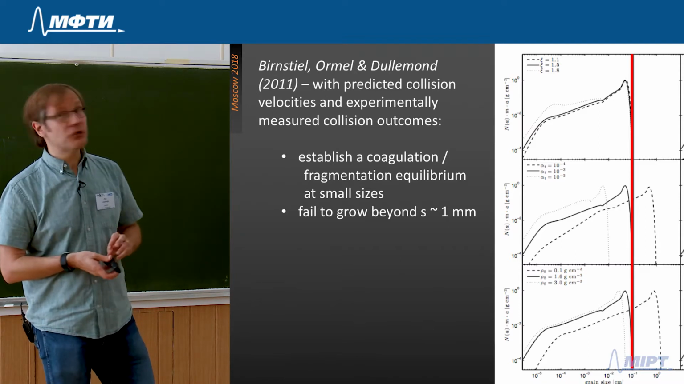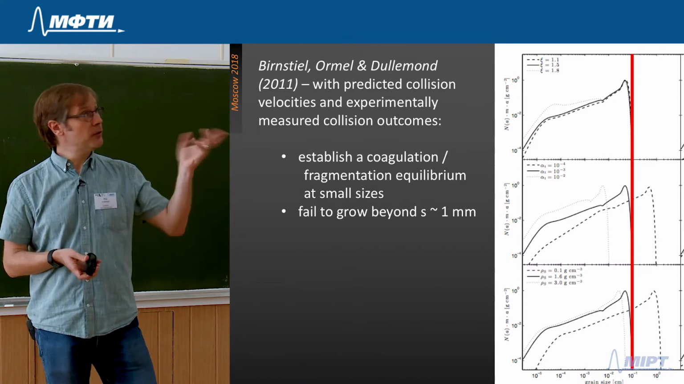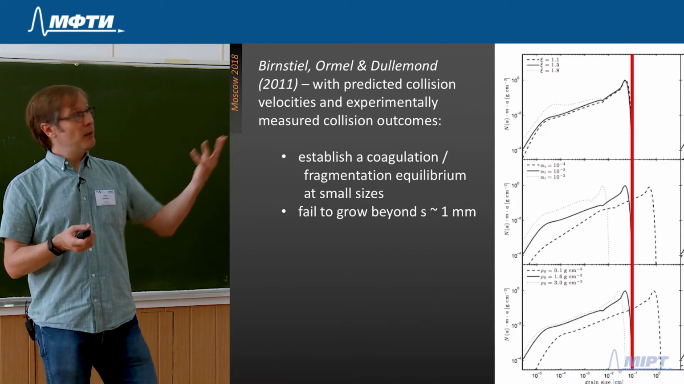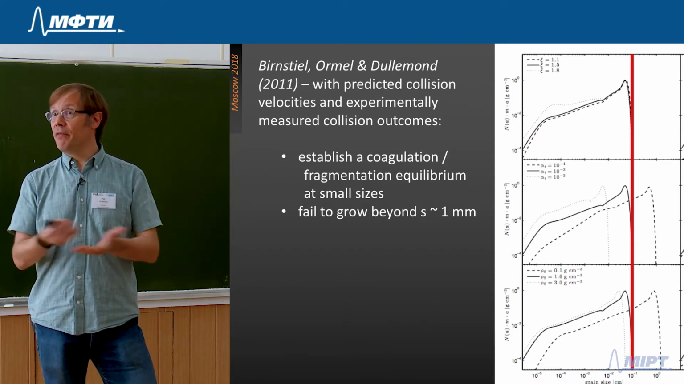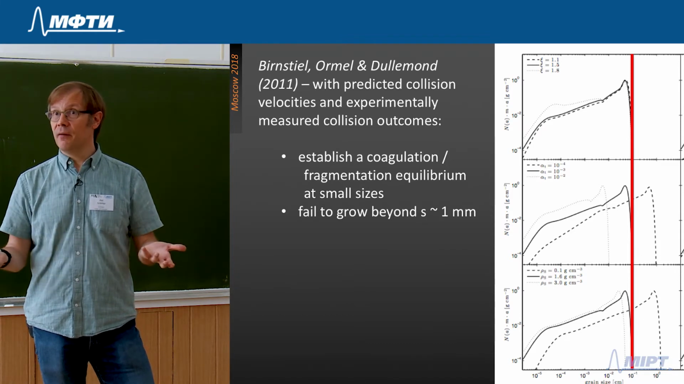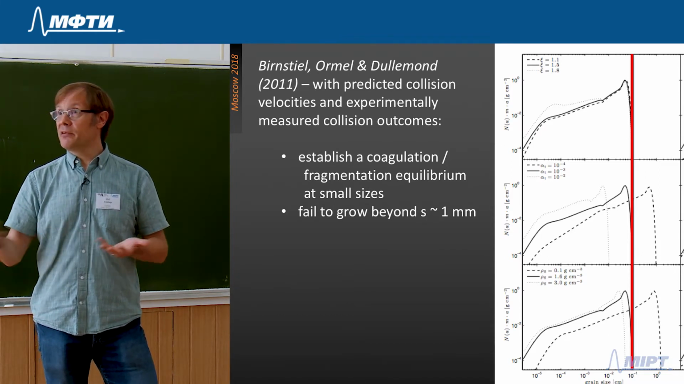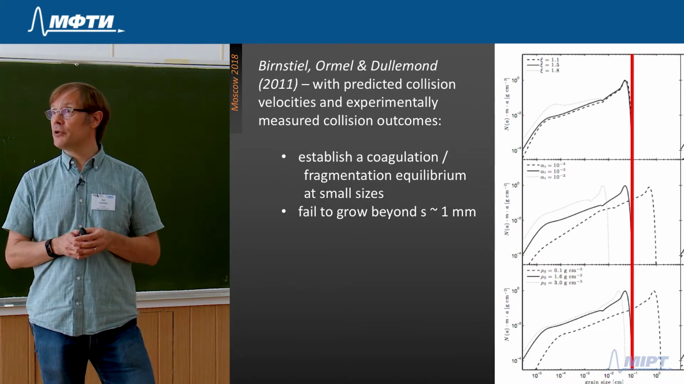Okay, so I think this is a logical place to stop. So we'll talk tomorrow about how we might be able to solve this, but for the moment I'll just leave this as a puzzle. How do we actually get beyond these small sizes to build the planetesimals that will ultimately be the building blocks of larger planets?